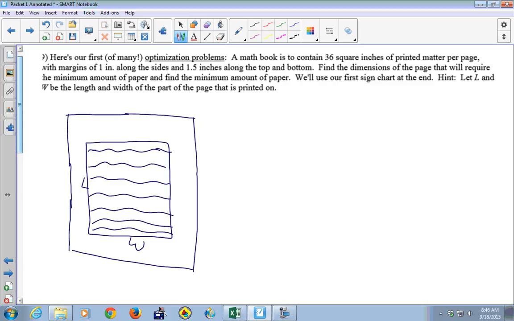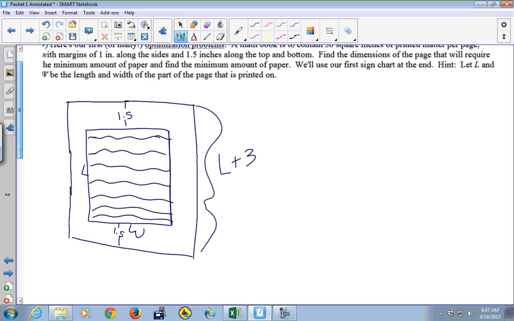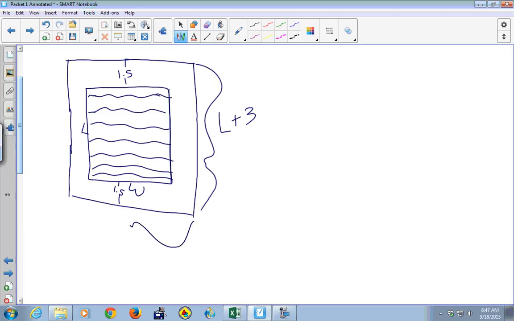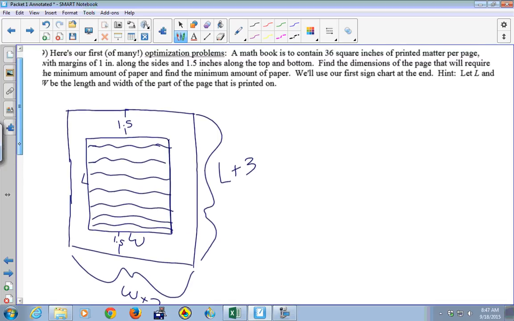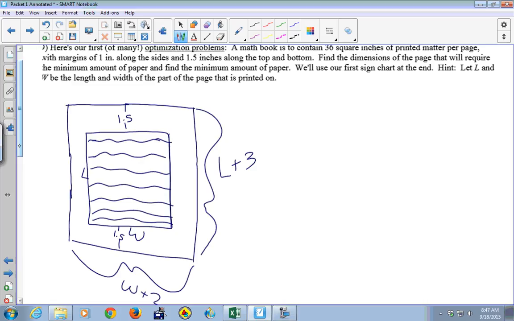So then, what is that length? Yeah, L plus 3, because this is 1.5 inches and this is 1.5 inches. So you take this, which is L, add 1.5 and 1.5, and you get L plus 3 for the length with the margins. And then what is that distance? W plus 2. Good. All right, so we've got a good picture of what they're describing here.